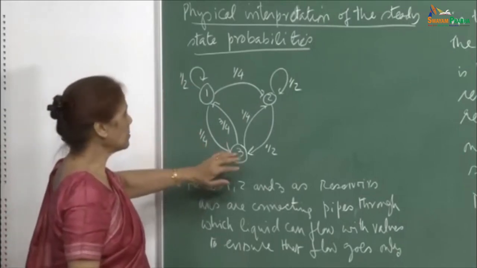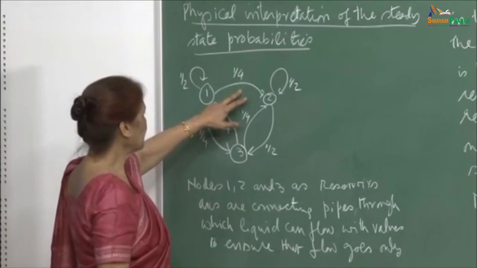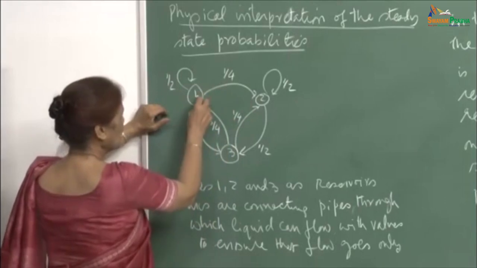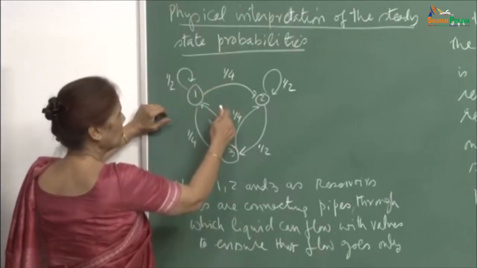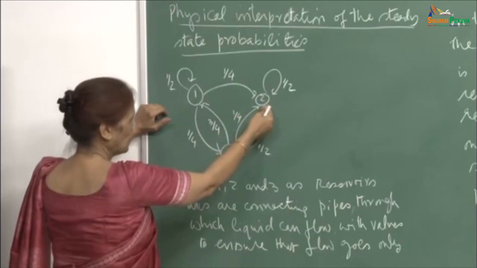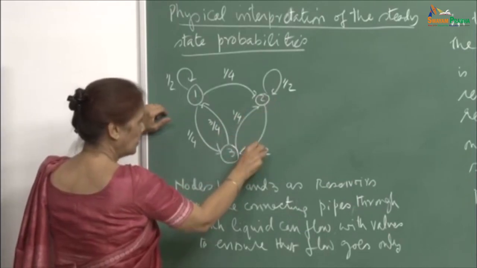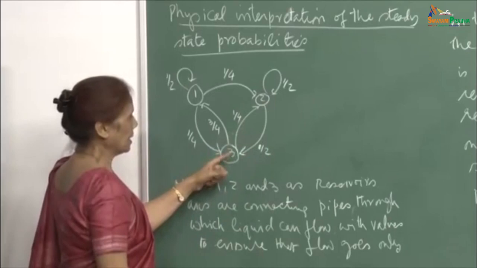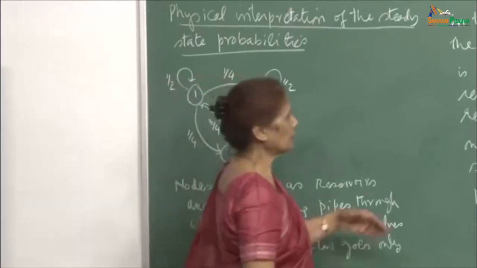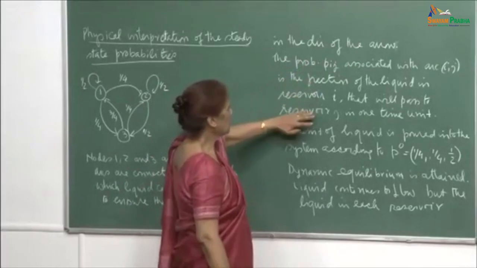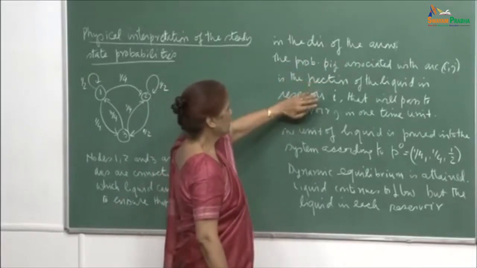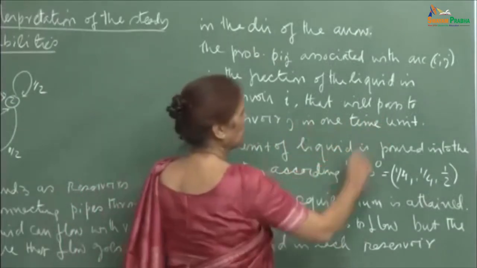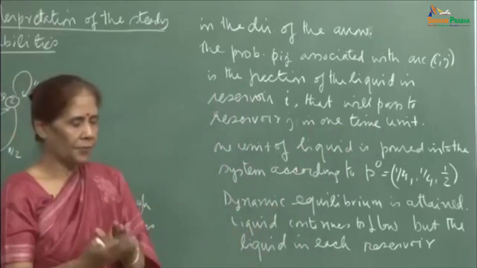And then the probabilities p_ij mean, for example, that the probability p_12 would be the fraction of the liquid in reservoir 1 which will be sent to reservoir 2. Similarly, from 2 to 3, half the liquid in reservoir 2 will be sent to reservoir 3, and so on. So, these probabilities can be interpreted as the fraction of the liquid in the reservoir. So, p_ij is the fraction of the liquid in reservoir i that will pass to reservoir j in 1 unit time. So, it will take 1 unit of time for the flow to go.